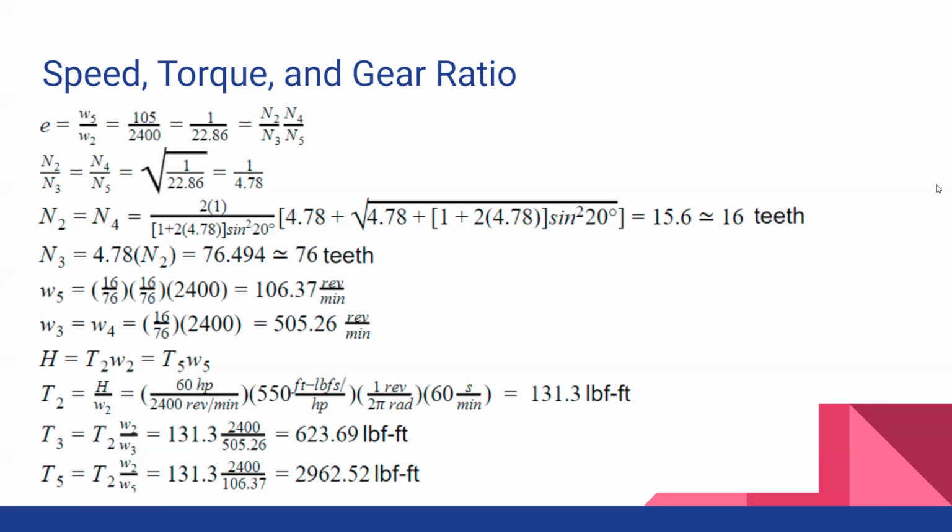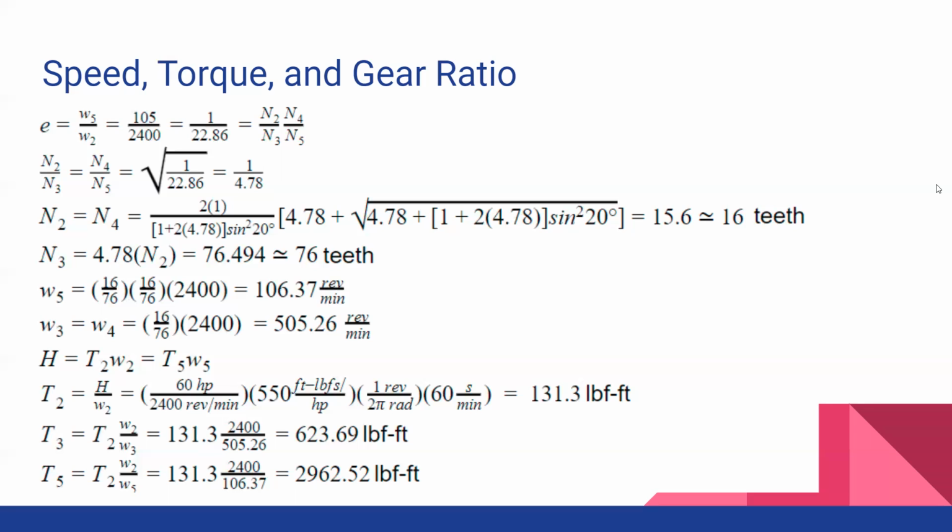The speed of gears 3 and 4 was found to be 505.26 revolutions per minute. The torque input was equal to the input power divided by the input speed, and after conversions, we came up with 131.3 pound-force per foot.